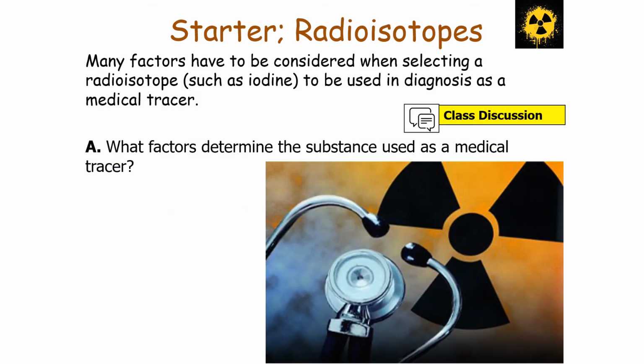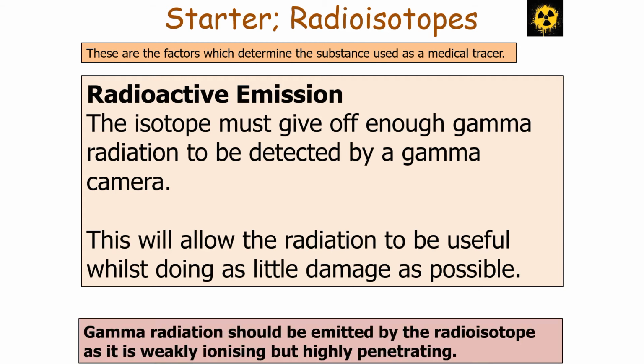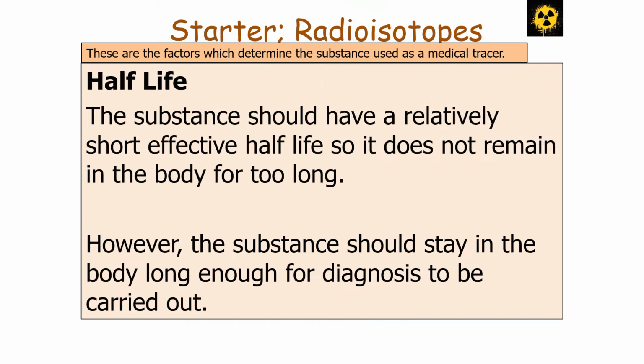Now, what factors determine the substance that we use as a medical tracer? Well, there are a couple. Firstly, the radioactive emission. The isotope must give off enough gamma radiation to be detected by a gamma camera, and this will allow the radiation to be useful whilst doing as little damage as possible. So gamma radiation should be emitted by the radioactive isotope as it's weakly ionizing but highly penetrating.